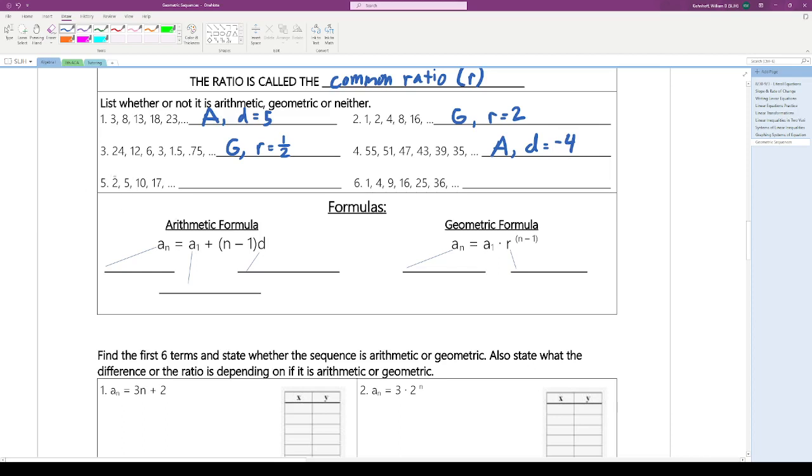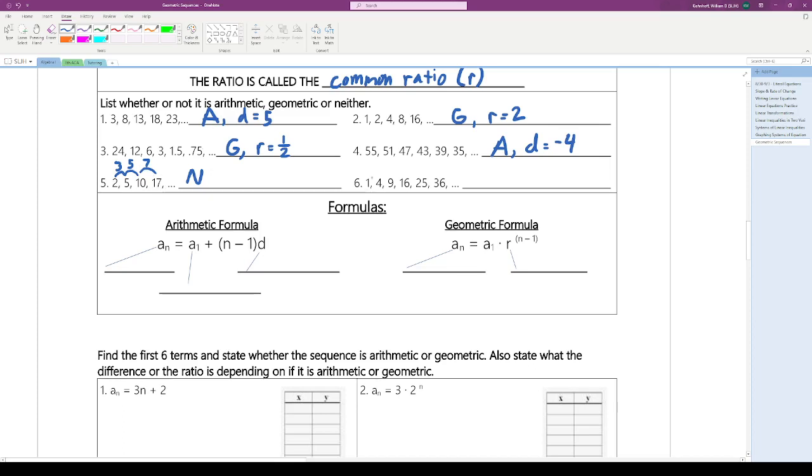Next we have 2, 5, 10, 17. So that's not multiplying by anything in common. It's adding 3, adding 5, adding 7. So this is neither arithmetic nor geometric, even though it is predictable. So we add +3, +5, +7. If we follow that pattern, the next term is going to be +9, then +11, and so on. So it's predictable, but not one of our two special kinds that we're talking about.